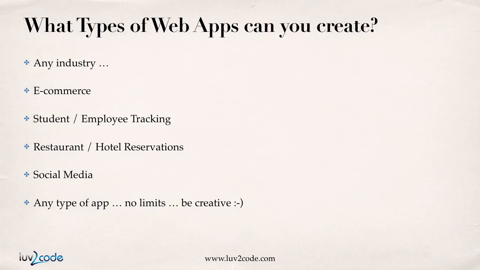All right, so here's another frequently asked question. What types of apps can we create? Well, I always like to say that you can create apps for any industry. You can build e-commerce apps. You could build a student or employee tracking application. You could build a hotel or restaurant reservation app, or a social media app like Twitter or Facebook. Really any type of app, there's no limit on the apps you can create.